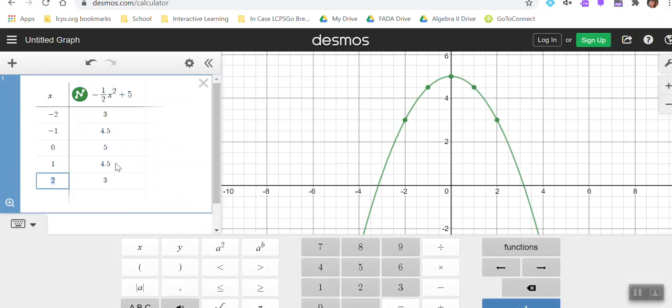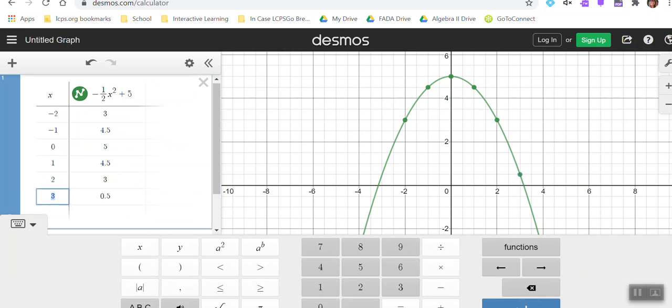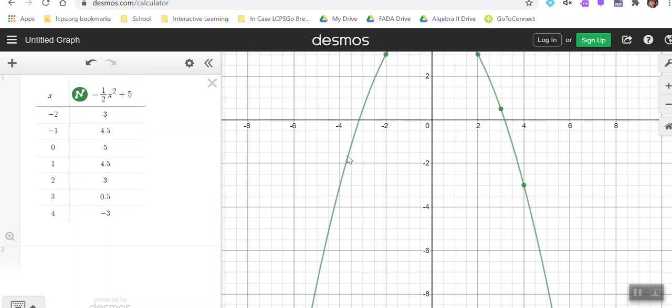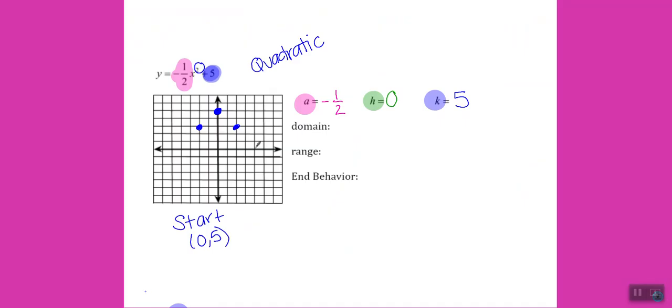Let's see. We can get a couple more. There we go, (4, -3). And just like the absolute value function, we know this will be symmetrical. So if there is a point at (4, -3), we also know the other side. There's also one at (-4, -3). So there's our parabola.